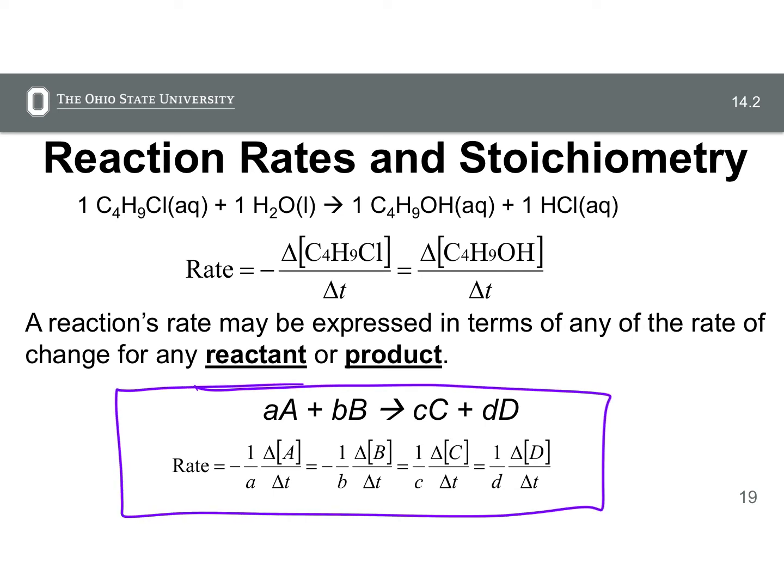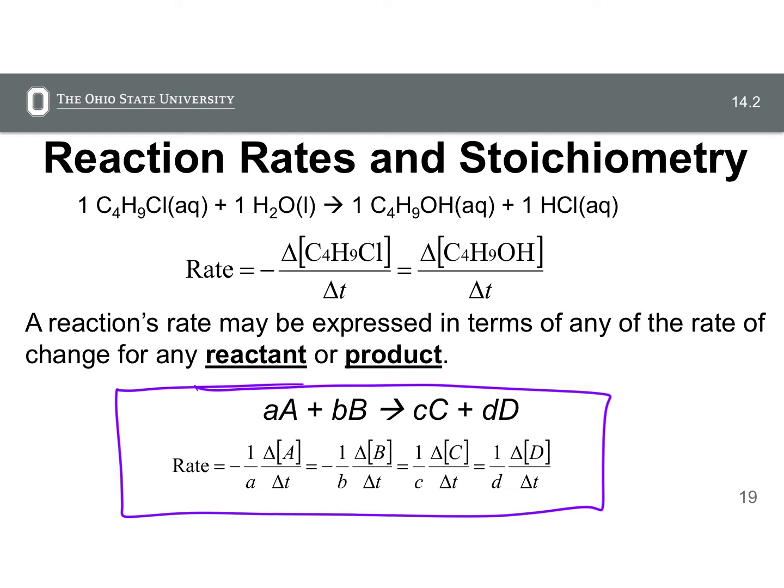So if we have A plus B reacting to form C plus D, we can set up a rate expression that's going to look something like this. So negative 1 over a, that's the stoichiometric coefficient, lowercase a, change in the concentration over change in time, etc.